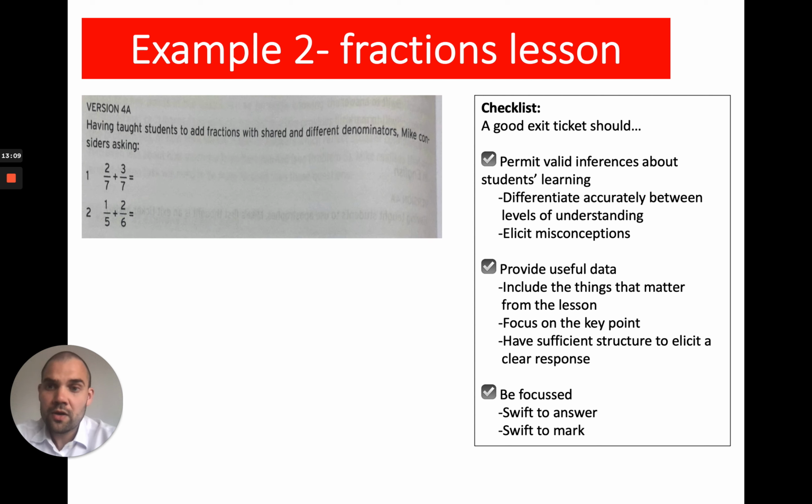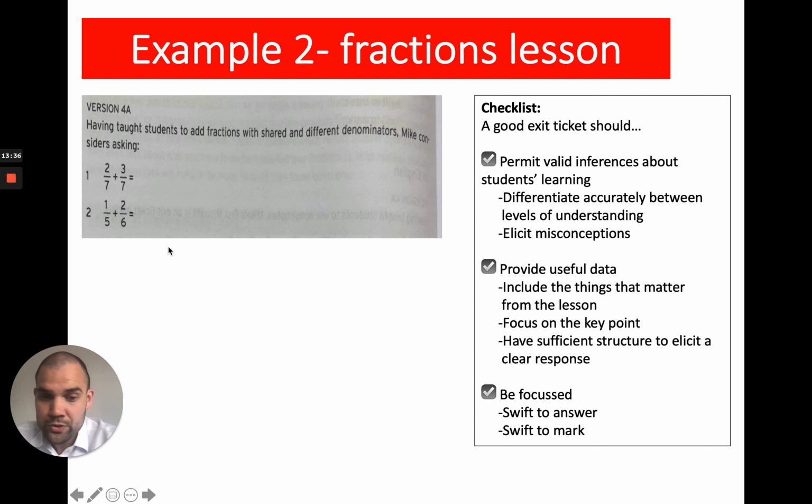If we look at another one, imagine a Year 7 lesson on fractions. You might want to test students' ability at the end of that lesson to add fractions. Maybe that's been the focus of the lesson. So you could give them a simple exit ticket with two fraction questions, which are typical of the ones they've been looking at that day. So you've got 2 over 7 plus 3 over 7 equals, and then 1 over 5 plus 2 over 6.